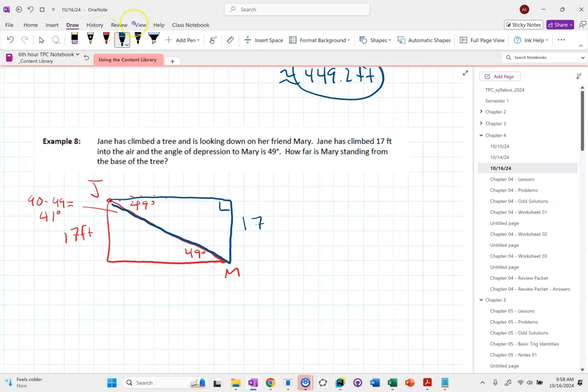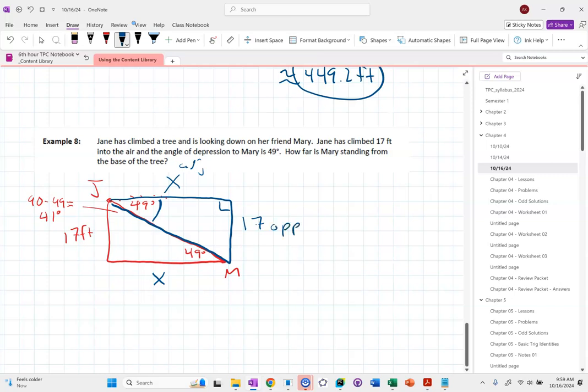So let's say we're using the blue triangle, and we wanted to know how far Mary is standing from the tree. So let's say that's X. That's going to be the same X as that up there, right? Because what I've basically just drawn is a rectangle. So relative to the 49-degree angle in the blue triangle, the X side is opposite, adjacent, or hypotenuse? I'm using this angle here. X is opposite, adjacent, or hypotenuse? Adjacent. And the 17 is opposite.